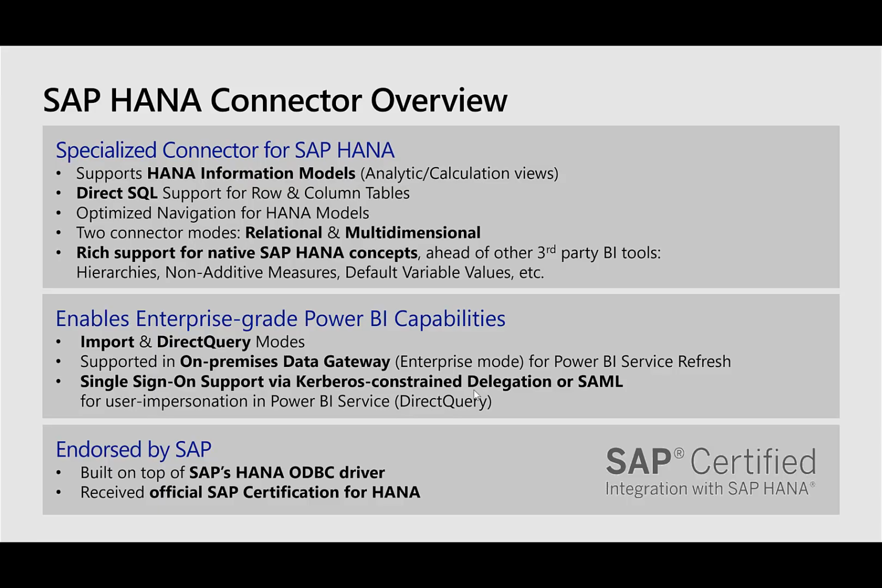Now, let's first talk about the SAP HANA Connector. It's a specialized connector for SAP HANA. It supports HANA informational models, both analytics and calculated views. It also supports row and column in a table queries. It's optimized for the navigation for HANA models and supports two different modes of operations: relational and multidimensional.